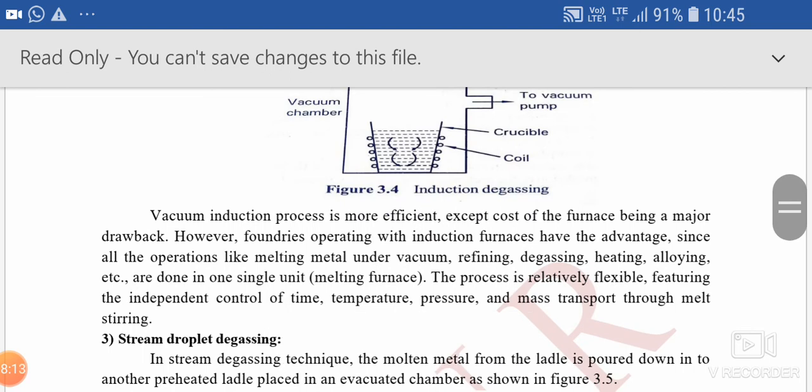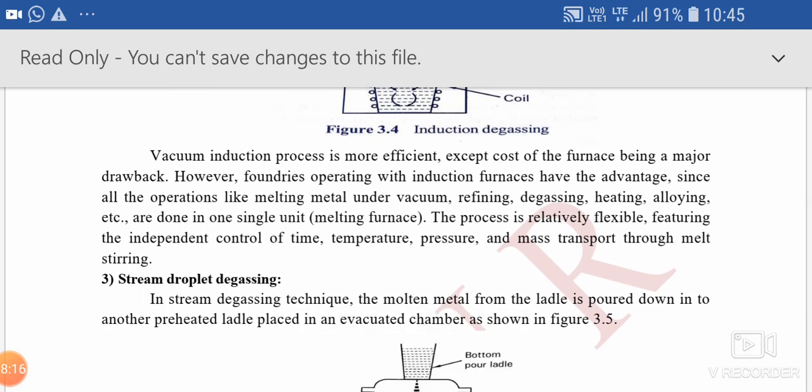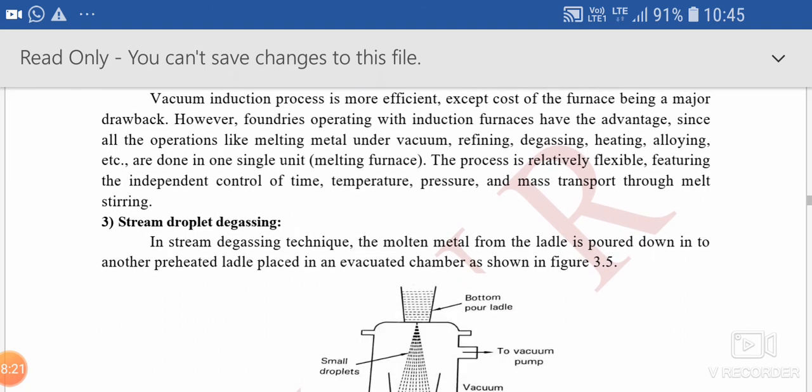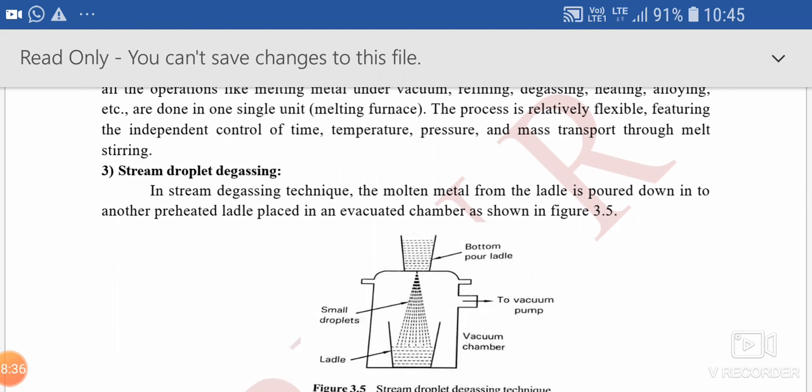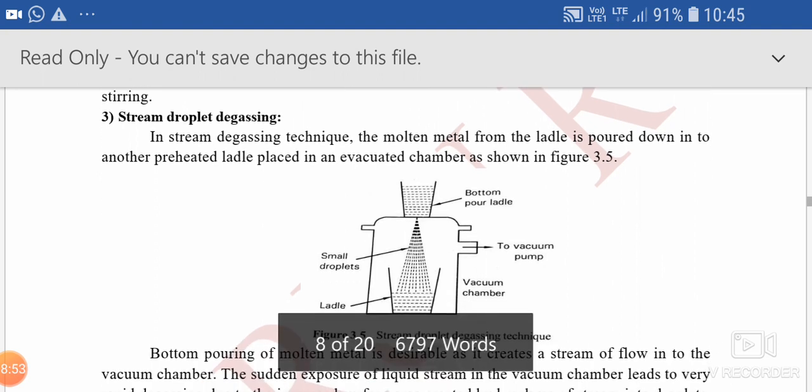The vacuum induction process is more efficient, except the cost of the furnace is a major drawback. However, foundries operating with induction furnaces have the advantage, since all the operations like melting metal under vacuum, refining, degassing, heating, alloying, etc., are done in one single melting furnace. The process is relatively flexible, featuring independent control of time, temperature, pressure, and mass transport through melt stirring.